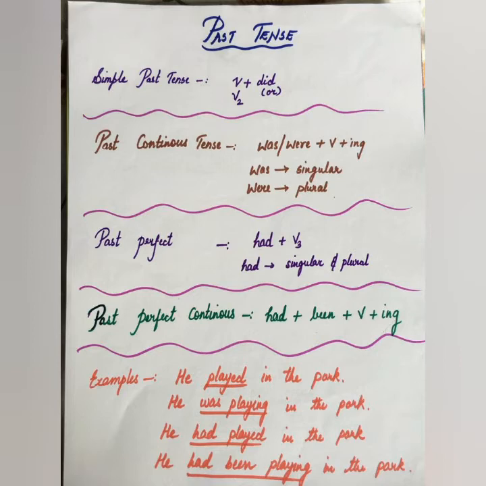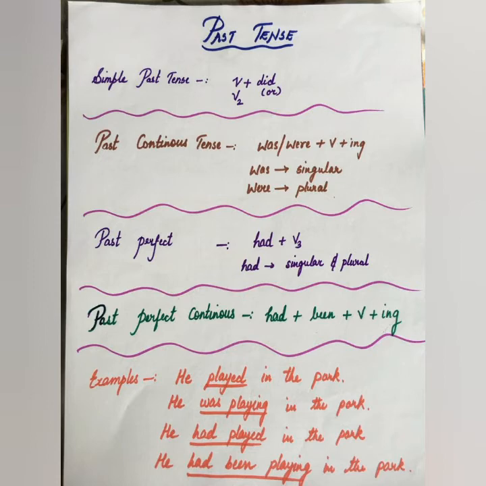Next you have past perfect tense. Had plus V3. Had is used for both singular and plural. You don't have to choose anything like we used to do for has or have. Here had is compulsory. It will be used with I, he, she, they, everyone. We will use had only. Had plus V3 form of the verb.